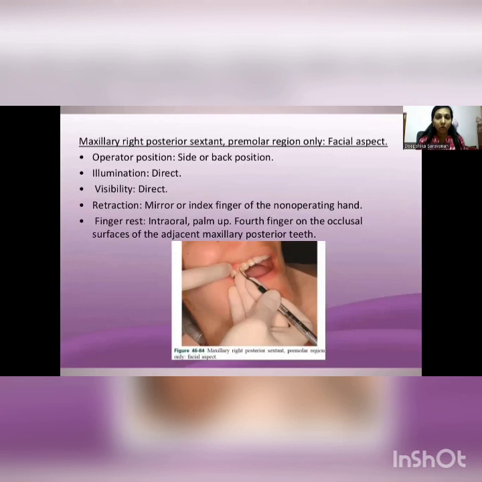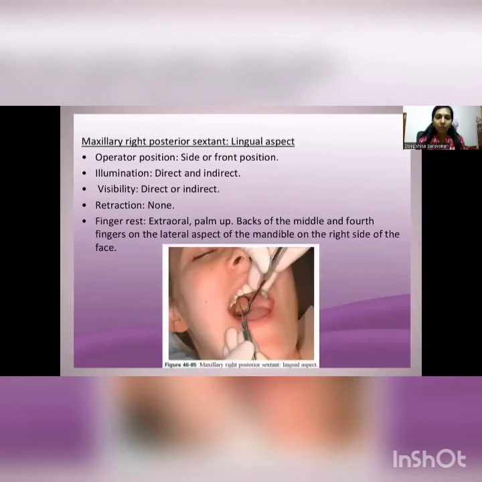when you're doing it on the posterior areas, can be side or back, visibility direct. Retraction can use a mirror or an index finger. Rest would be intraoral, palm up. So fourth finger on the occlusal area. This is the right posterior.